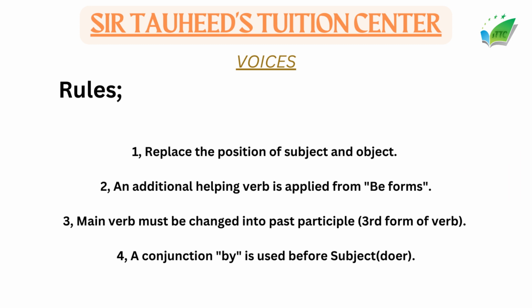Number 3 rule says main verb must be changed into the past participle form of verb, which is commonly known as third form of verb. 4th rule says a conjunction by is used before the subject. Remember, the subject, which is the doer, is in the end in passive voice sentences, so by will be used before the subject in the second last position. So these are the 4 rules you have to learn before changing an active voice to passive voice.